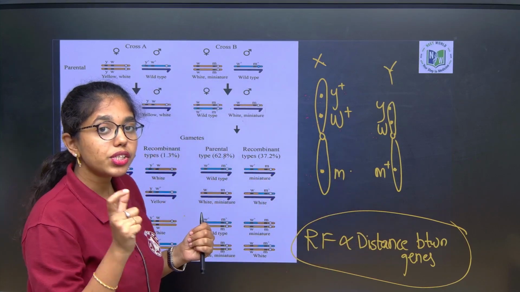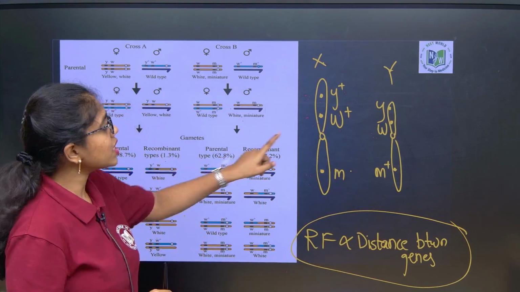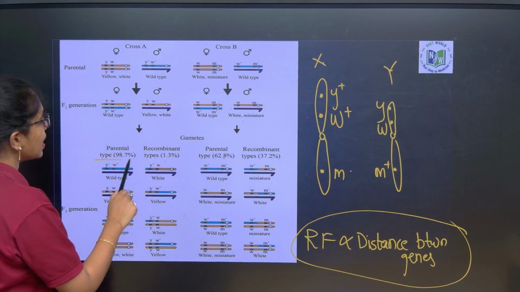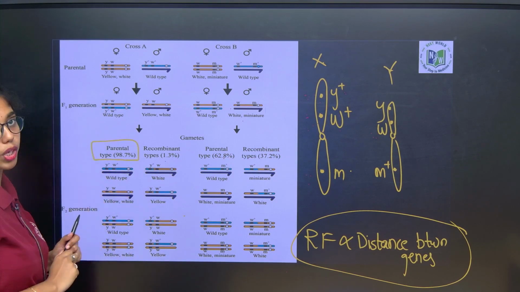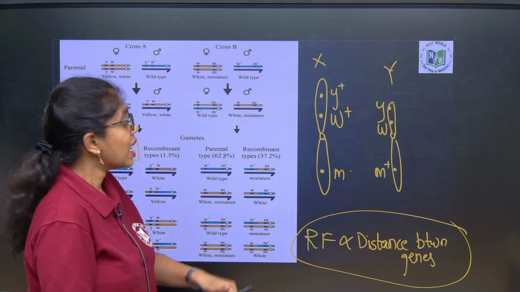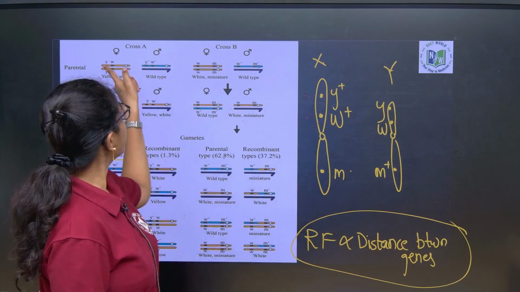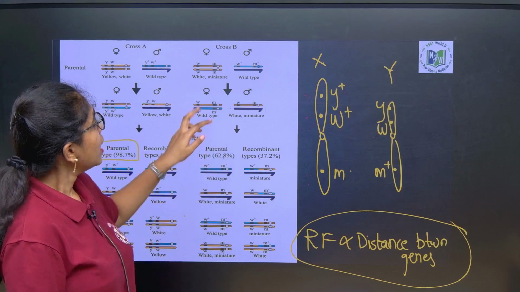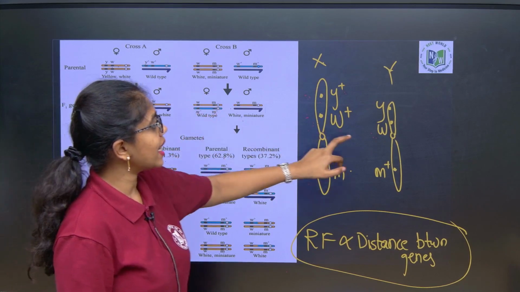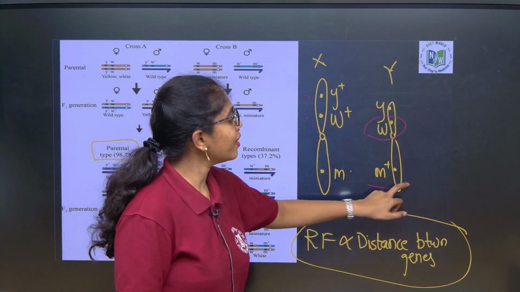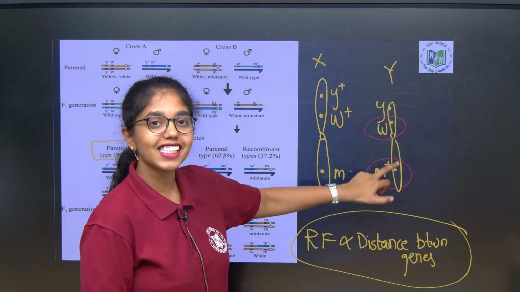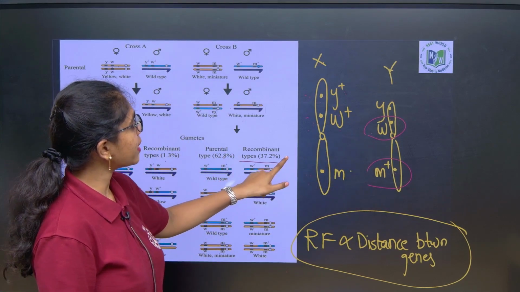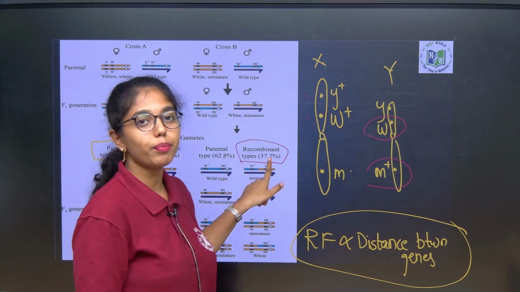The recombination type here is just 1.3%, and the parental combinations are 98.7%. It is because the distance between these two genes is very less. Here, the distance between these two genes, that is eye color and wing shape, is more, which is why the recombination types here are 37.2%.